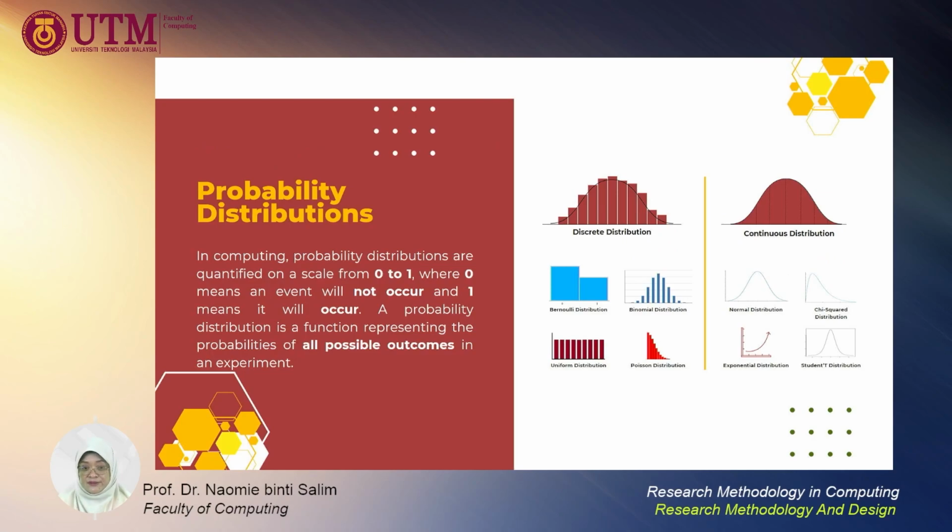Probability distributions. In computing, probability distributions are quantified on a scale from 0 to 1, where 0 means an event will not occur and 1 means it will definitely occur. A probability distribution is a function representing the probabilities of all possible outcomes in an experiment. So we can have discrete distribution or continuous distribution as shown on the slide.